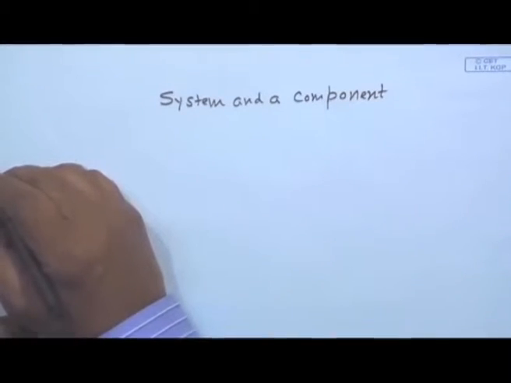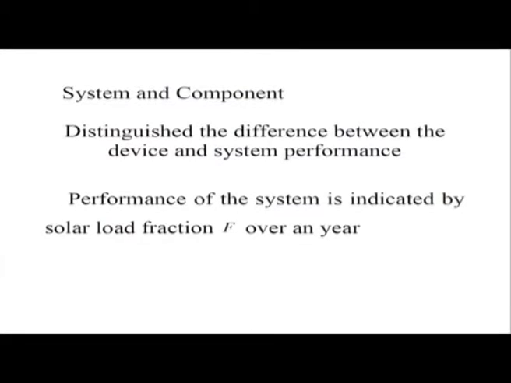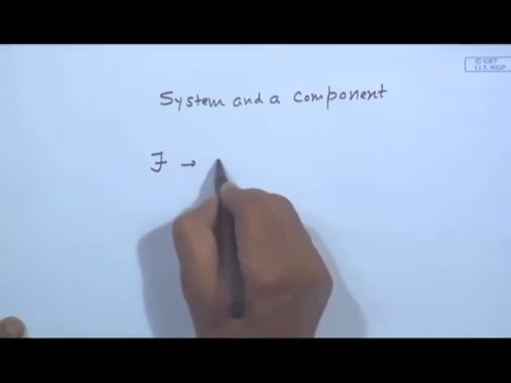Solar collector is only a component in the system, and the system consists of several other components like storage tank, pump, controls, heat exchangers and pipes, and the associated losses or the heat exchanger penalties, which make the performance of the system different as compared to just the performance of the solar collector, which we have been doing so far. So, unlike a conventional efficiency for a conventional energy system, we indicate this by the solar load fraction F.